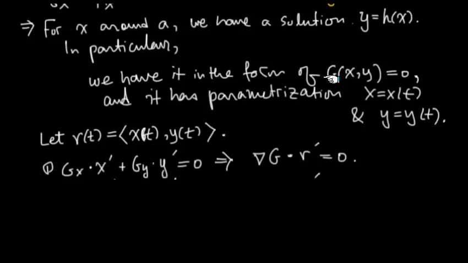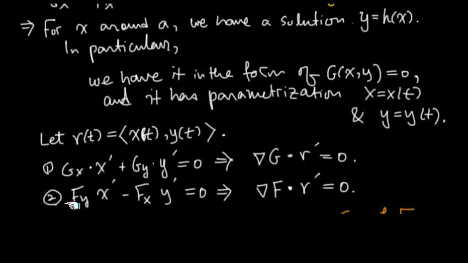So I am differentiating this equation with respect to t, and we get by the chain rule g_x x prime and g_y y prime, which is the derivative of that, equal to 0. That tells us that this gradient of g is normal to the velocity vector of this curve here. Then I'm going to juxtapose this with what we have over there. This is our original equation, f_y x prime minus f_x y prime equal to 0. That was dx and dy.